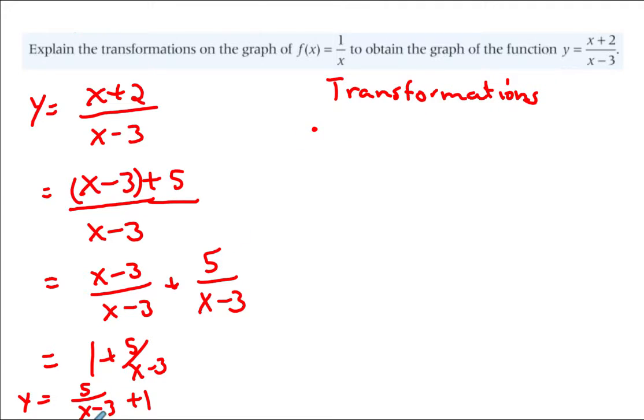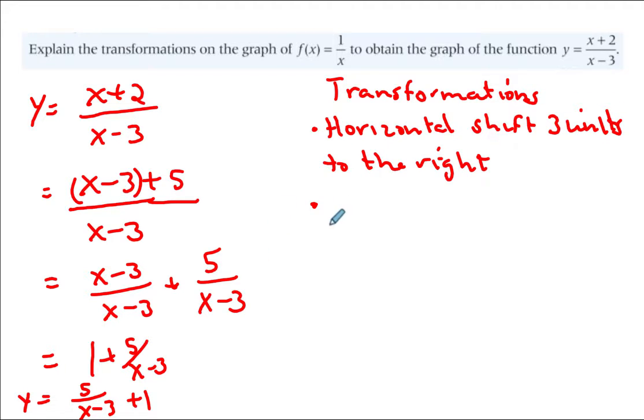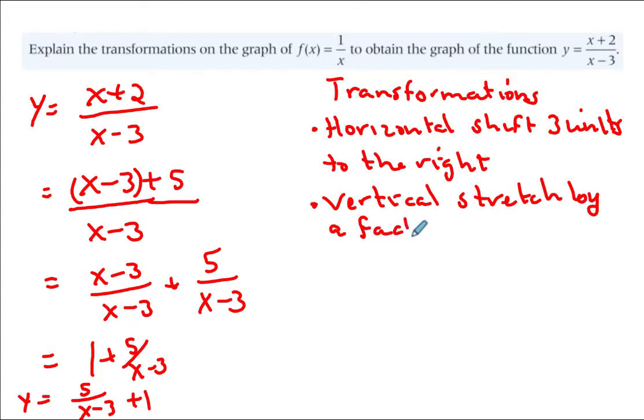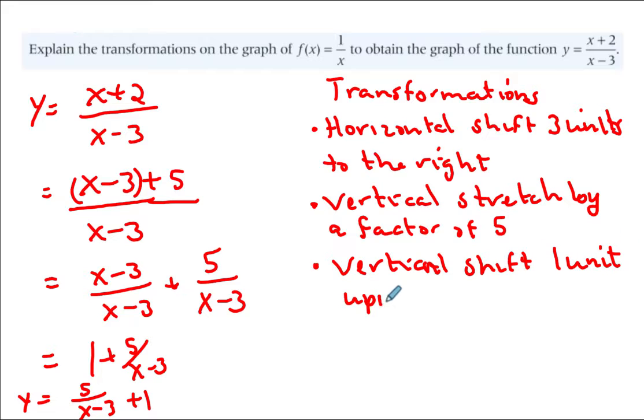The denominator x minus 3 will identify our horizontal shift. So this tells us we have a horizontal shift 3 units to the right. The 5 will identify our vertical stretch or compression. In this case, it's a vertical stretch by a factor of 5. And the plus 1 is our vertical shift or translation. And this is a vertical shift upward by 1 unit.